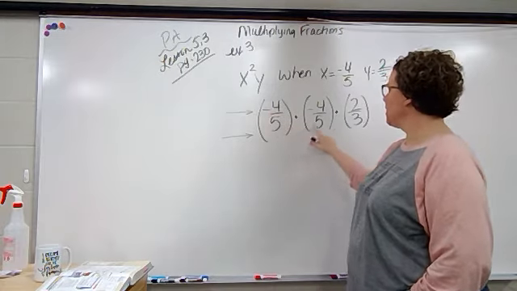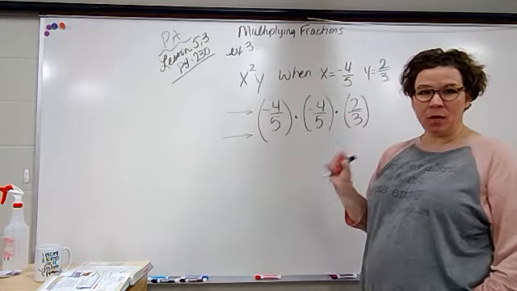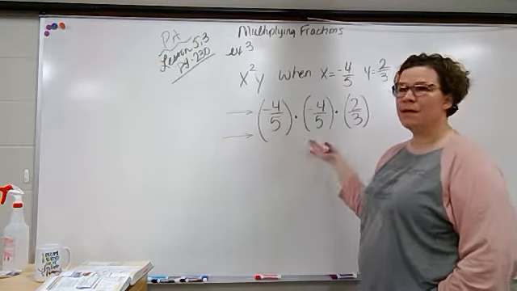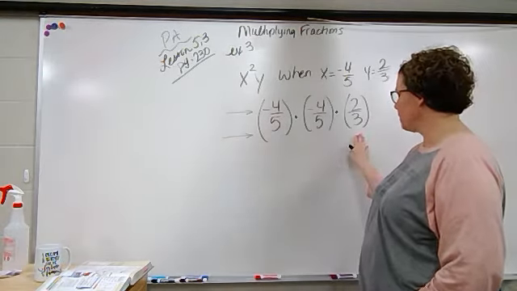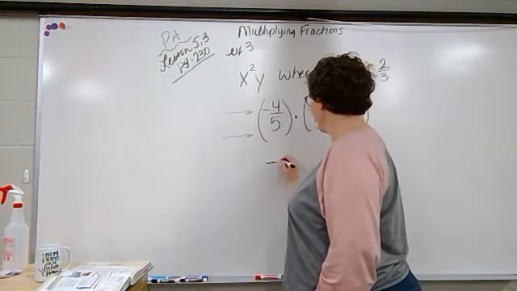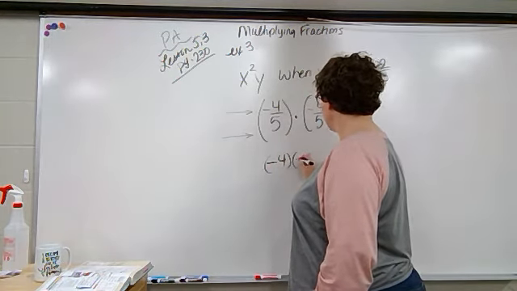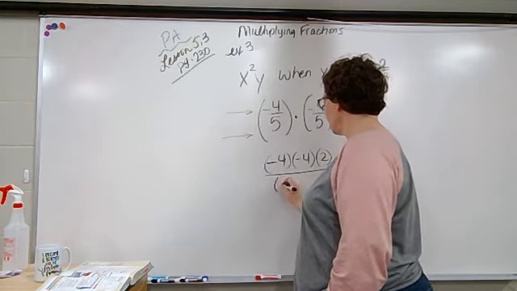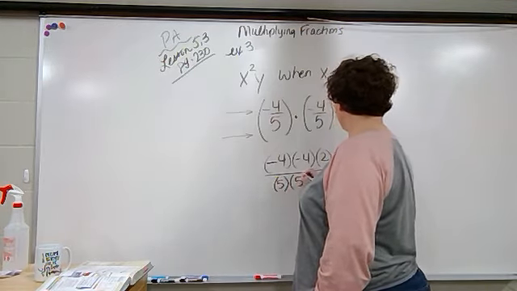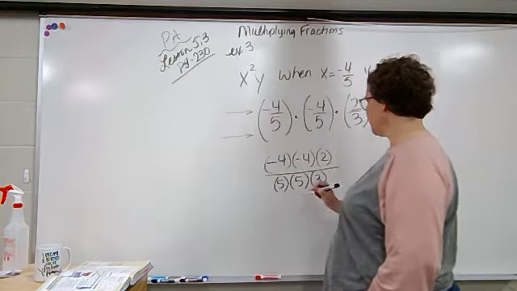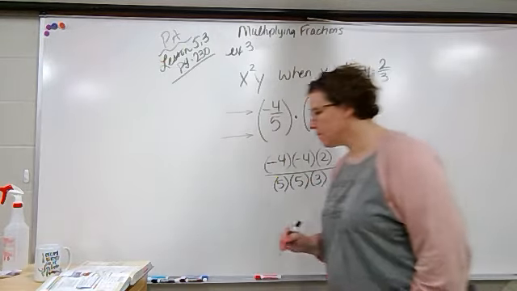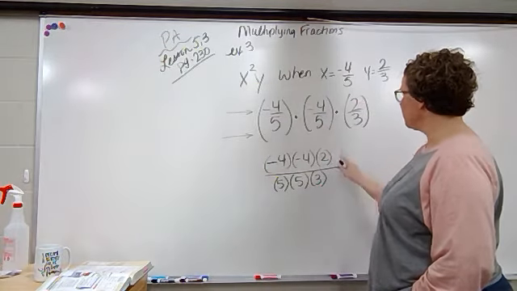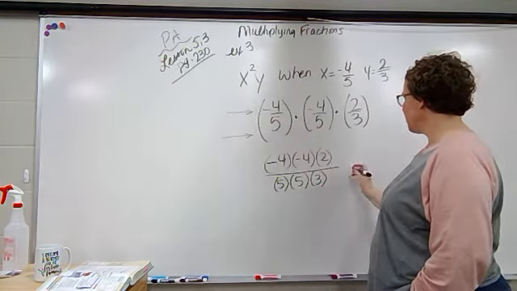And I've got a negative, and a positive. So I know my answer is going to be positive because a negative times a negative is positive times another positive. So my next step will be -4 times -4 times 2 over 5 times 5 times 3. Okay. Does everybody see that? I just pulled my numerators down. I'm pulling my denominators down.